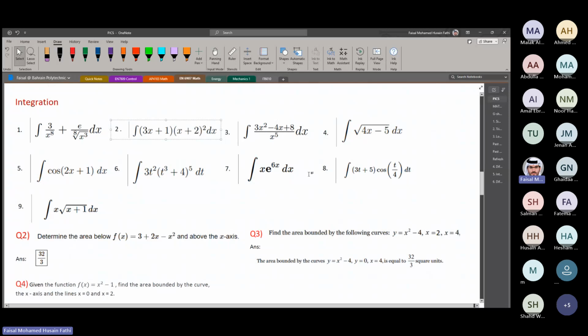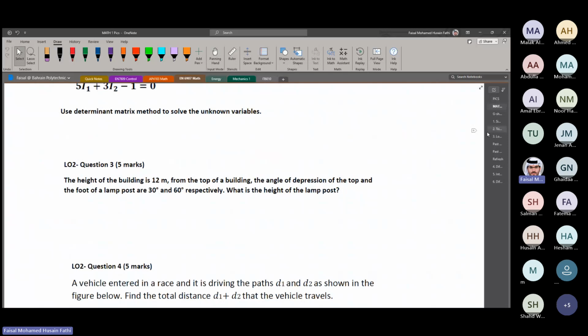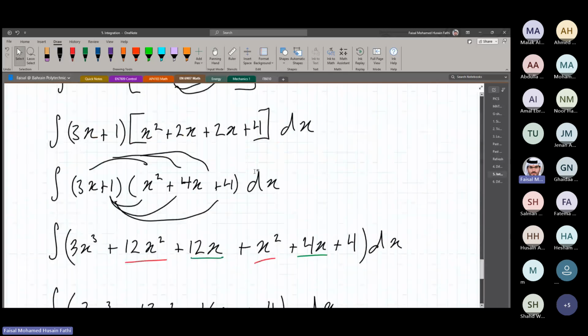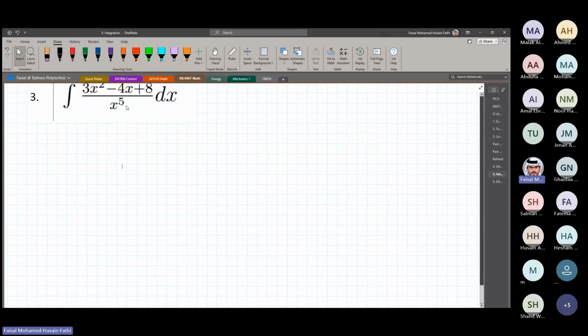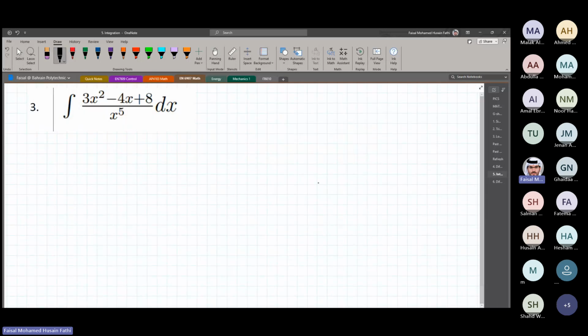Another question. Let's look at another question. Let's do this one. Most of the work that you will do when it comes to integration is not the actual integration. You're going to do algebra to simplify the integration. Same here in this case. Here we have 3x squared minus 4x plus 8. So let's look at just that. 3x squared minus 4x plus 8 over x to the power 5.